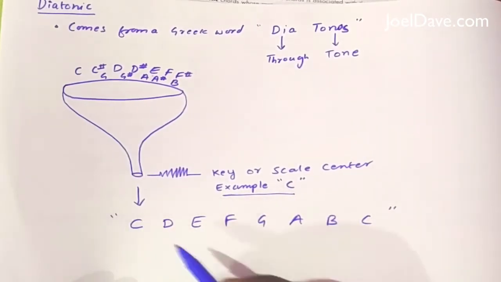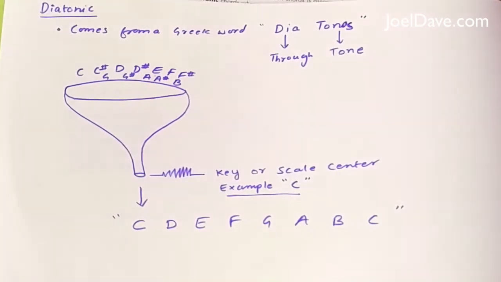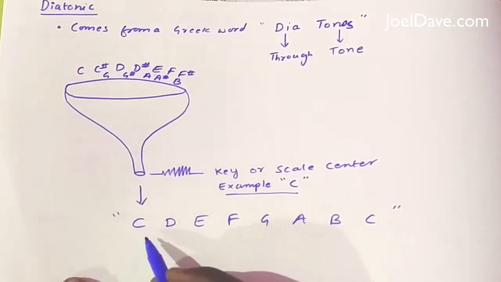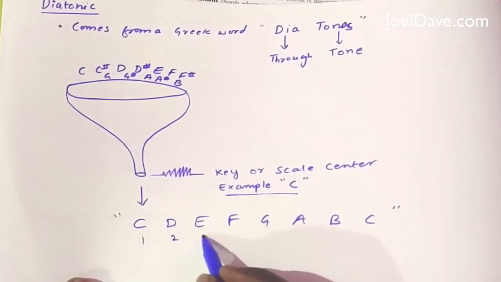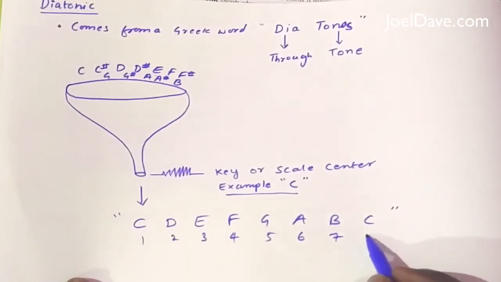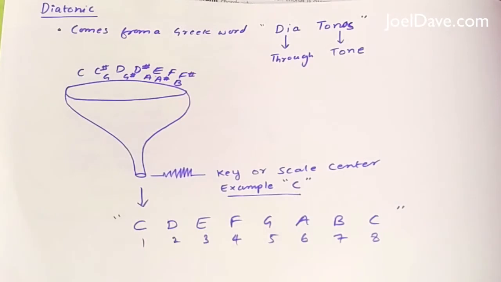So this is exactly what comes out, right? This would be the diatonic scale. So let me number this: 1, 2, 3, 4, 5, 6, 7, 8. So this would be the diatonic scale. Okay, let's go ahead with the diatonic approach.